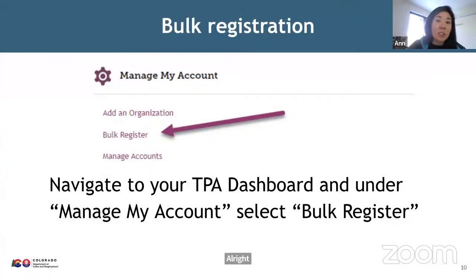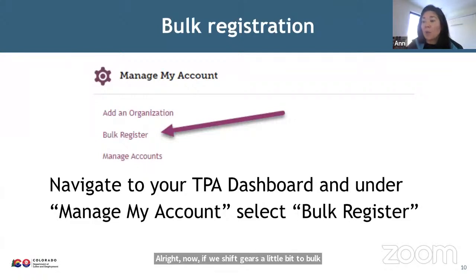Now, if we shift gears a little bit to bulk registration, if you're a TPA with a large number of clients, you'll definitely want to register these accounts instead of manually entering them. You will find the file specifications you need, including a sample bulk registration template for both the CSV and XML file on the TPA page at famli.colorado.gov. A bulk registration file can be used for both single employer accounts or multiple employer accounts.